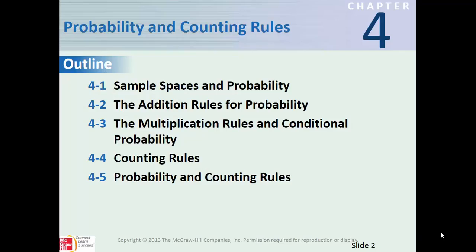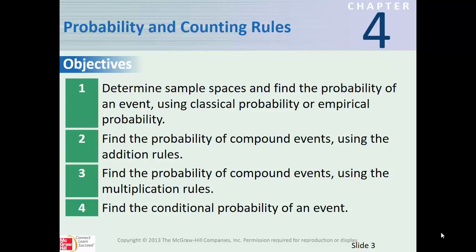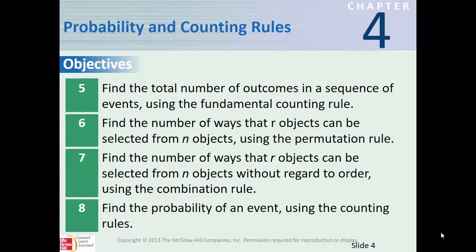So if you remember, we talked about sample spaces and probability and the addition rules for probability. We're going to go on with the multiplication rules and conditional probability. And then Wednesday we'll do counting rules and the probability and counting rules. So our objective today is we're going to talk about the probability of compound events, number 3 down there, using the multiplication rules, and also the conditional probability of an event.